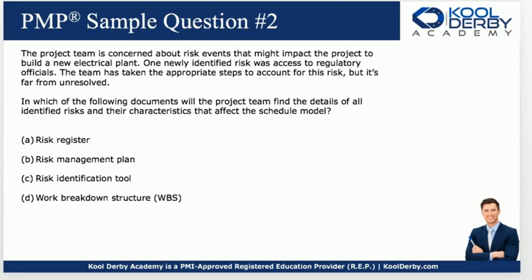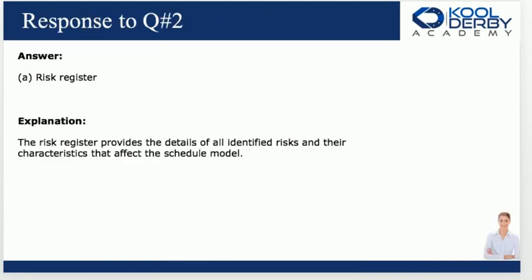So all you did was eliminate this, and then really it's a definition question as well. The risk register has the details associated with the identified risk, like a risk owner. It has the characteristics of the risk and so on. And so it's a very important document, and by backtracking to it, you got it right. The risk register provides the details of all identified risks and their characteristics that affect the schedule model. Now, you could have gotten it by just knowing the definition, but really the best way to get this kind of answer is by backtracking to it.